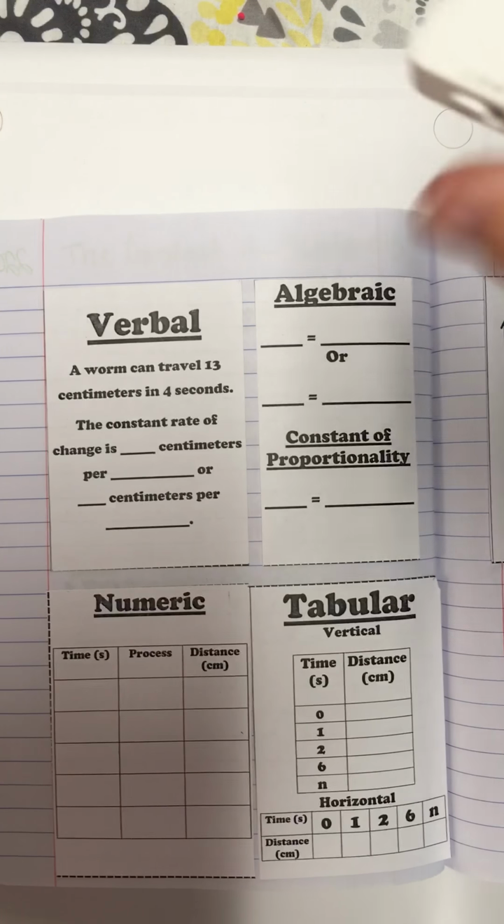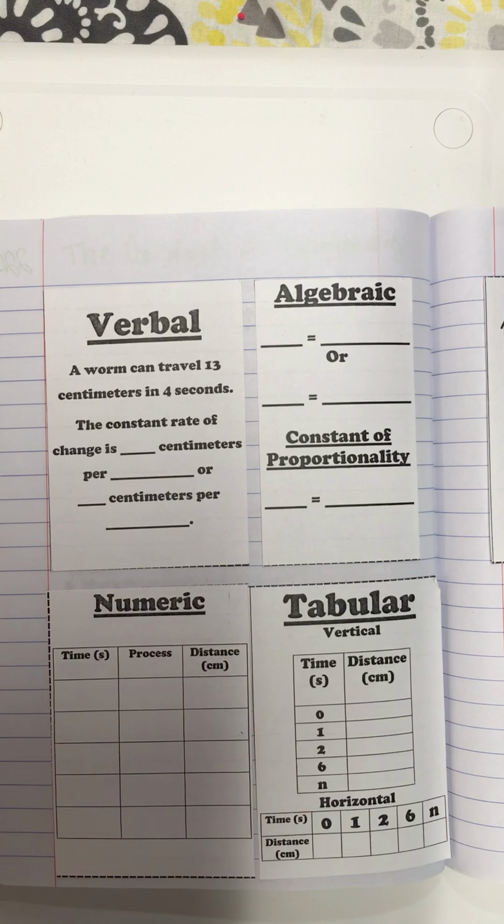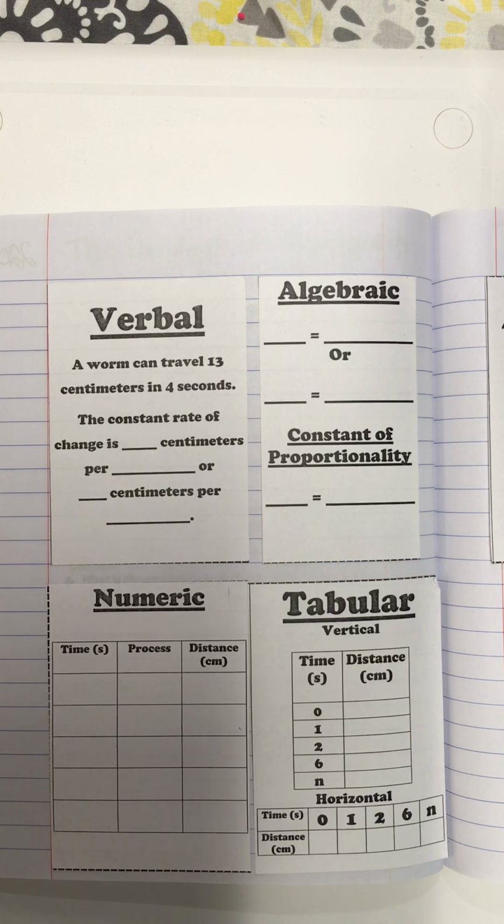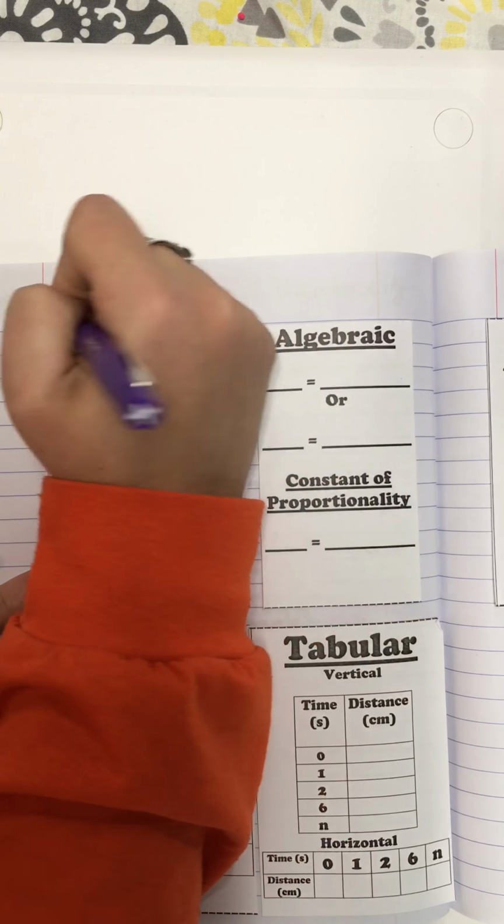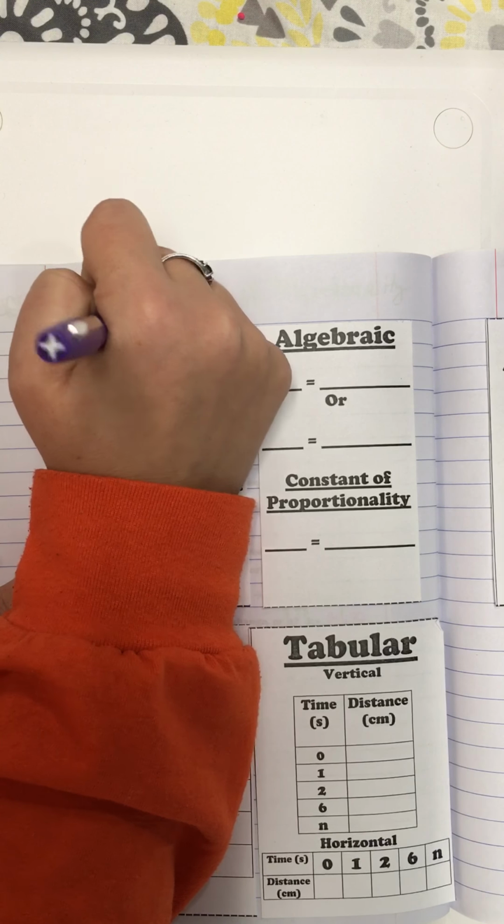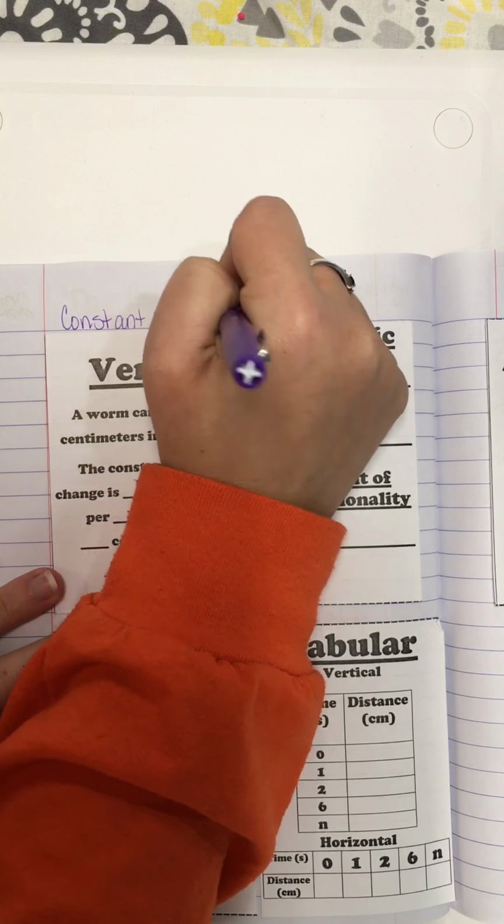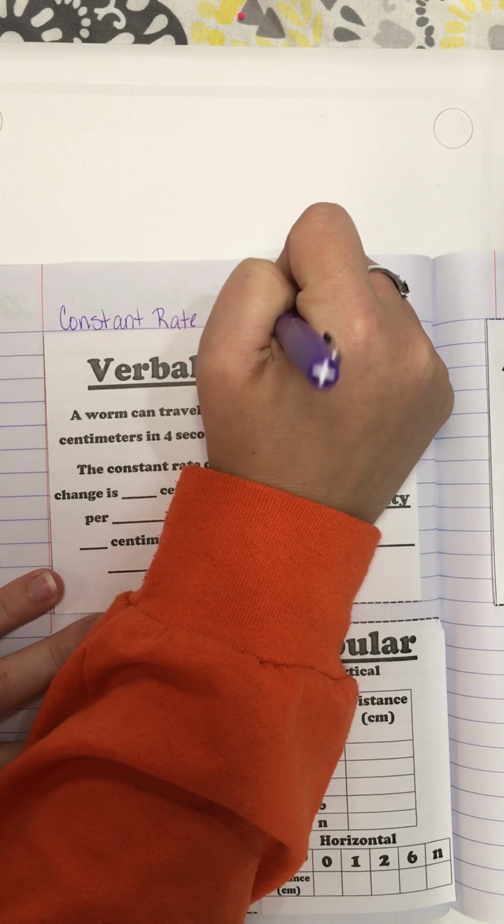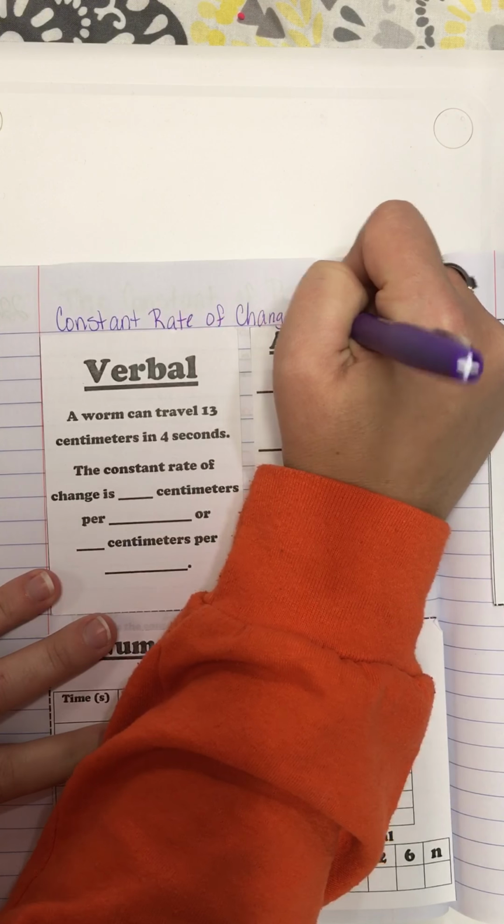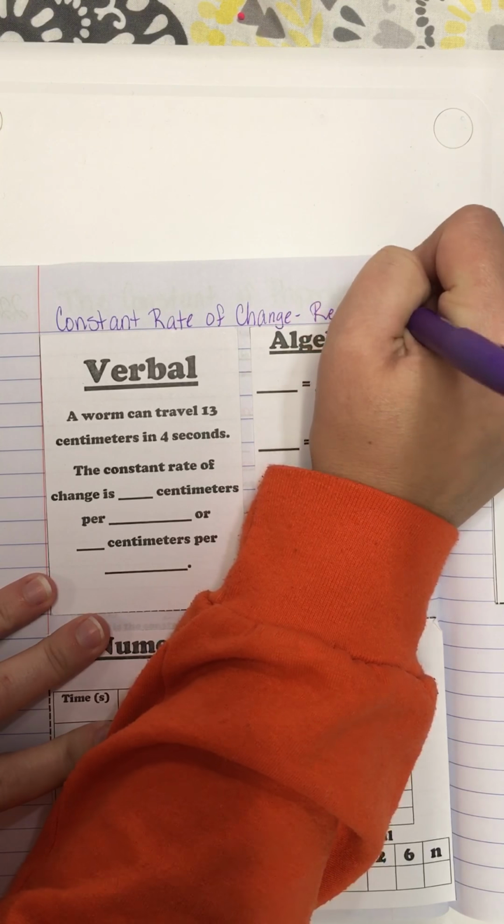Alright, so let's talk more about these relationships, and using multiple representations is very important for you to understand. So we're going to talk about the constant rate of change and the different representations.